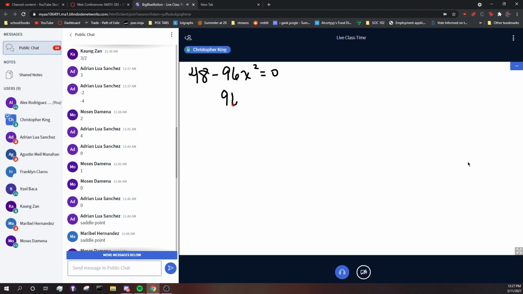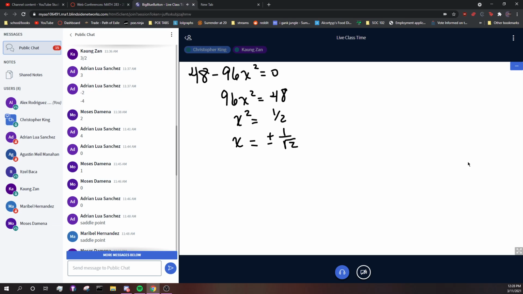So 96x squared is equal to 48, so x squared is equal to 1/2. What's x going to be? 1 over square root 2, but a little bit more: plus or minus. So x is plus or minus 1 over the square root of 2.